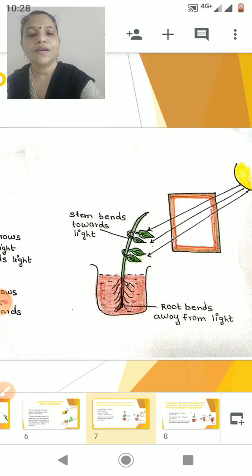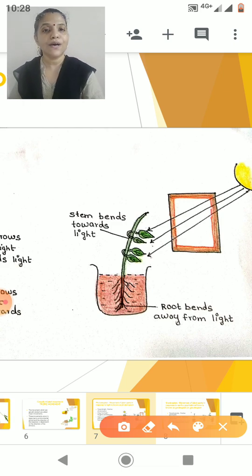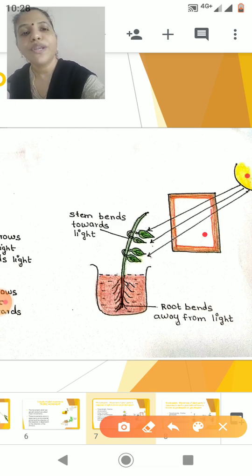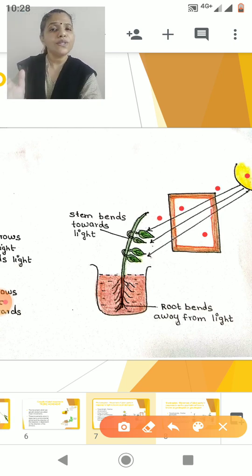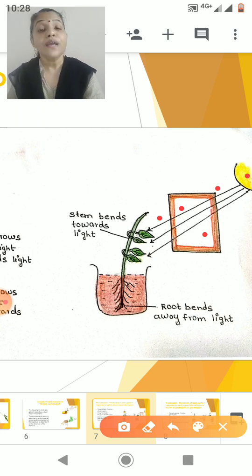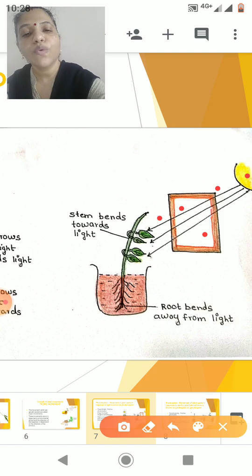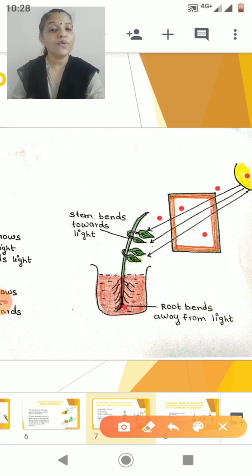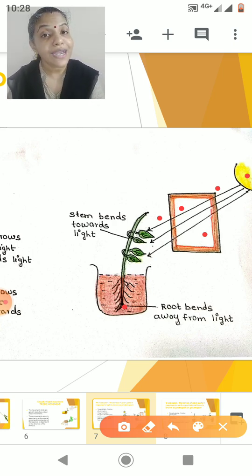Okay, so now here I have kept a plant inside the house, and here there is a window, and through the window you can see the sun rays entering inside. You can see that the stem is slowly bending towards the sunlight, because the plant requires sunlight for photosynthesis. So it is searching and moving towards the stimulus, that is light. Now at the same time, at the lower part you can see the root is trying to bend away from the light, because you know that the roots are negatively phototropic. Is it clear? Yes.